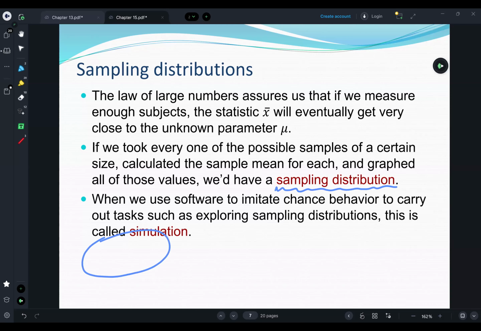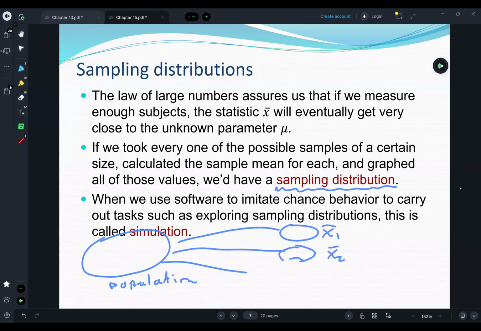So here's the population, let's say. Population is here, and I take a sample and I get an X bar. Then I take another sample and I get X bar 2. And then I get another sample and I get X bar 3. And I just keep going till I have X bar, let's say, 10,000. I can do this over and over. I can go to 1,000,000. On the simulation, you'll see in a moment, I go to 1,000,000.